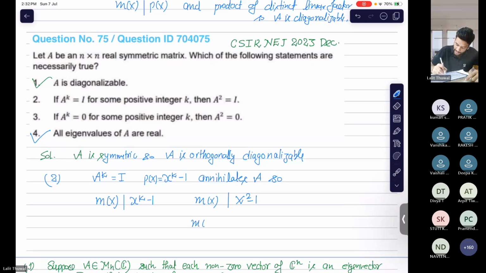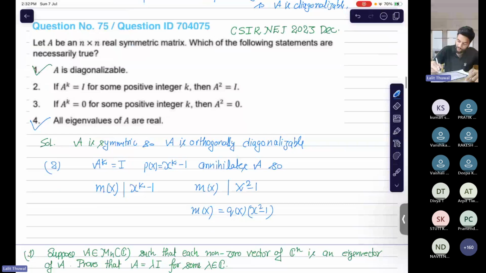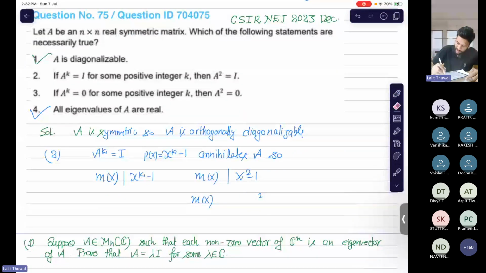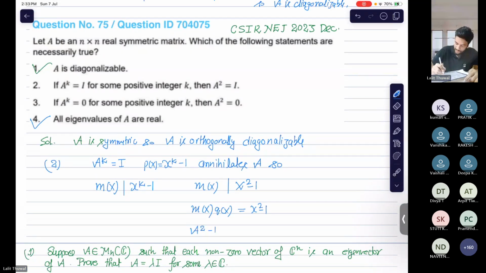So x square minus 1 equals mx times qx for some polynomial qx. Now put A, then you get A square minus I equal to m(A)q(A). Since mx is the minimal polynomial, m(A) is 0. From here, we conclude that A square is equal to I. Okay. Right. So option 2 is correct.